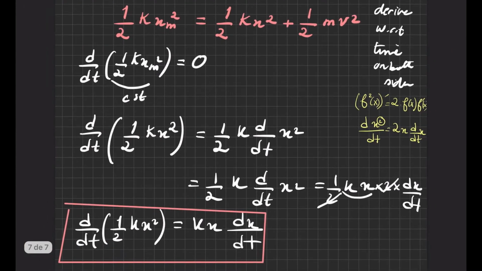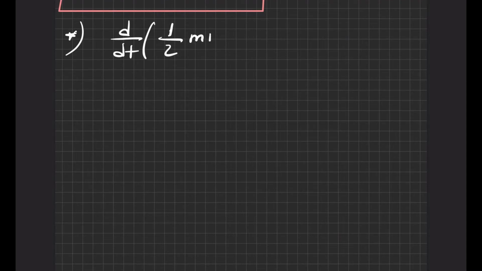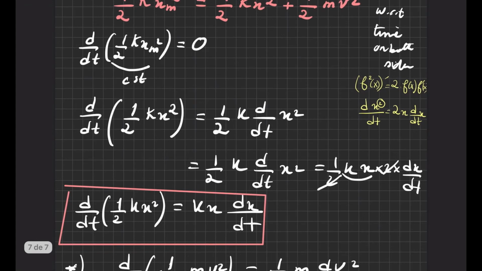Now let's continue with the other part. What's the derivative now of half mv squared? So put a star here. D over dt of half mv squared. Half and m are outside, the same thing that we did up there. dv squared over dt, the derivative of v squared is 2v dv over dt. It's the same thing as up here. Derivative of f squared of x is 2 f of x f prime of x.